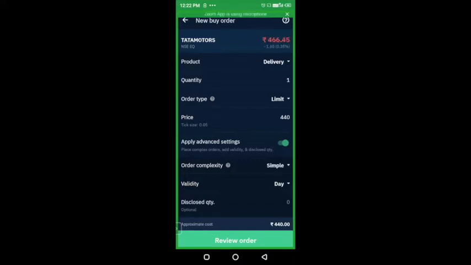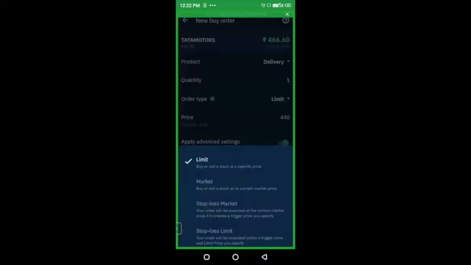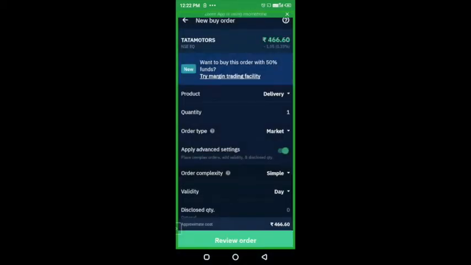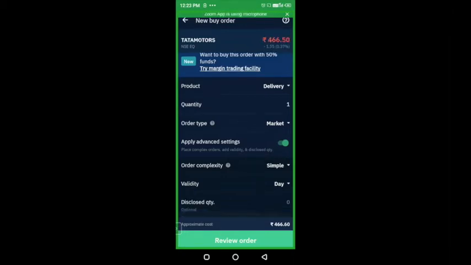Or else, maybe I am okay with the current price. I am ready to buy Tata Motors even at this price, 466. So I am ready to buy it at the market price. That is why the order type is market. The order complexity, you can leave it as simple.